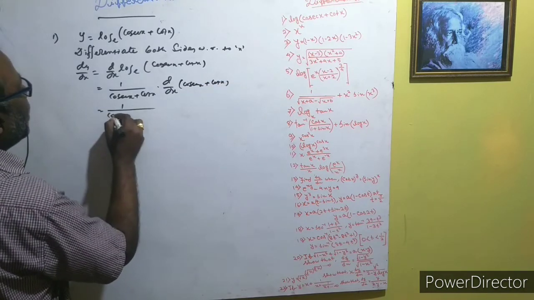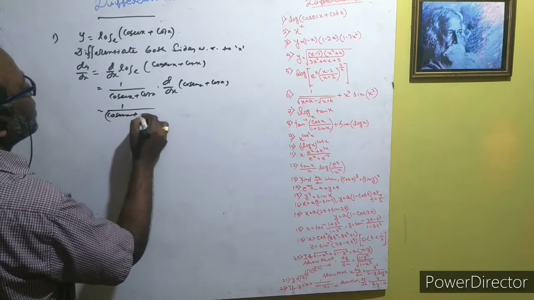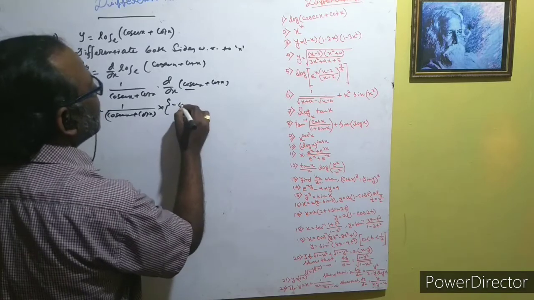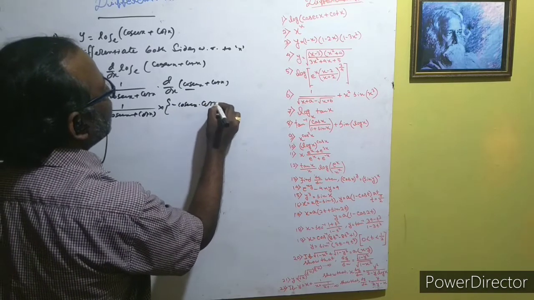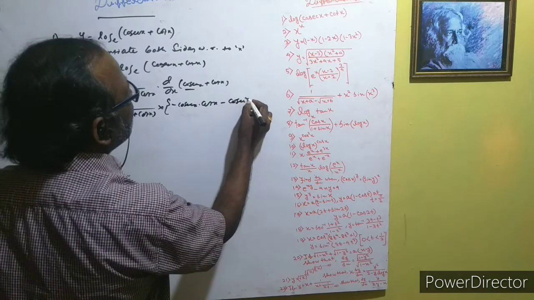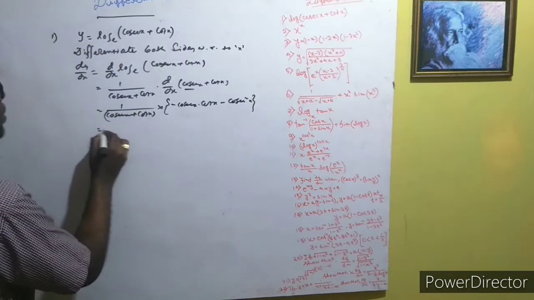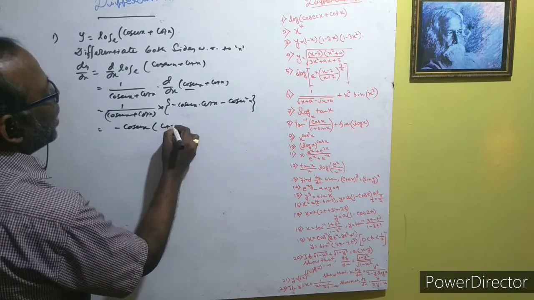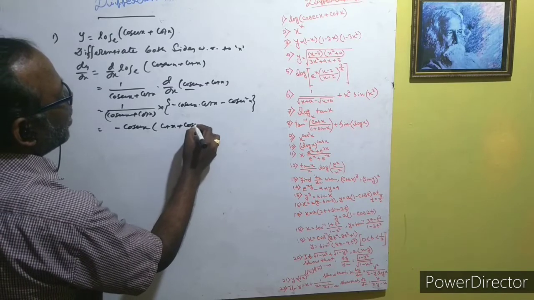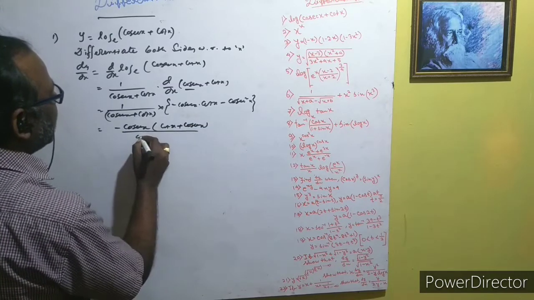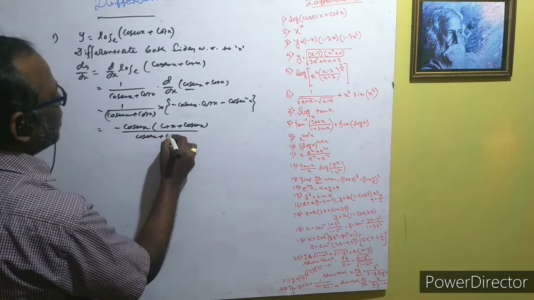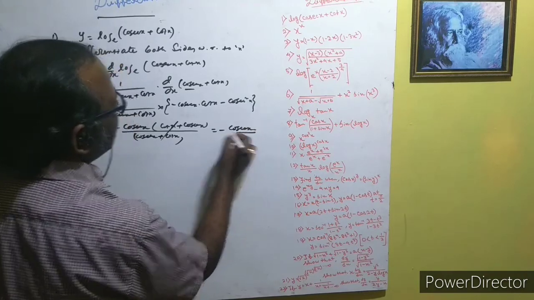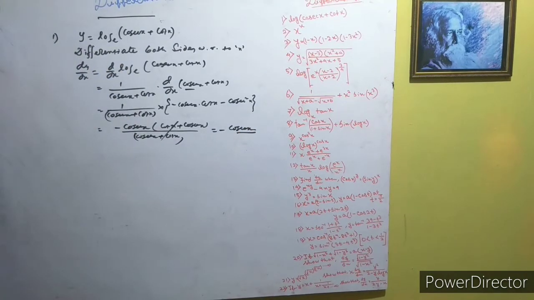So 1 by (cosec x + cot x), and the differentiation of cosec x is minus cosec x cot x, and of cot x is minus cosec square x. Take a common minus cosec x, then we get (cot x + cosec x) divided by (cosec x + cot x), and these cancel, so the answer is minus cosec x. This is number 1.